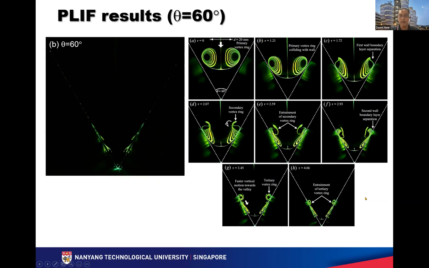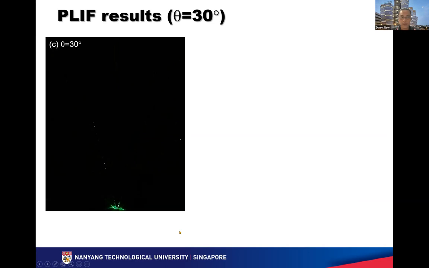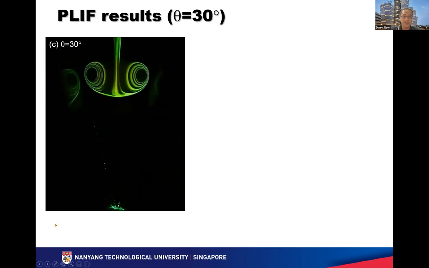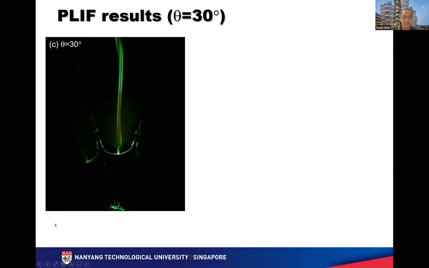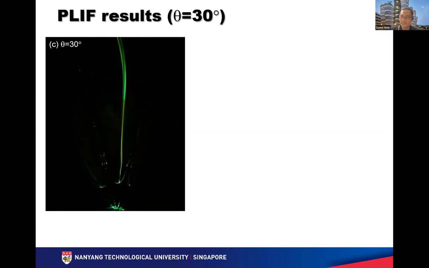It seems that even though the vortex ring has hit the sides of the V walls, it continues to move towards the valley of the V wall. And things become really interesting when we use the smallest included angle. We pretty much expect to see the same thing, but in this case, the vortex rings literally disappear from the visualization plane.